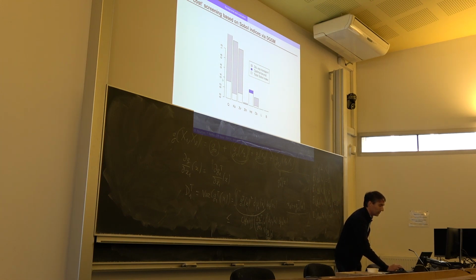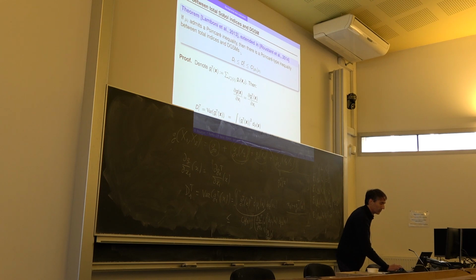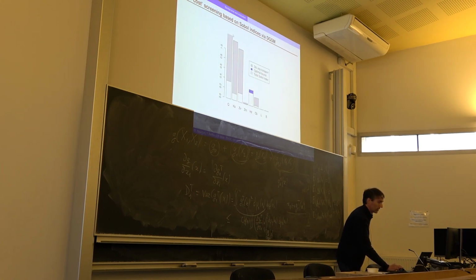The second bar is the bound that I can have with my Poincaré inequality. So I use this bound, the DGSM, which is easy to compute, times the Poincaré constant.